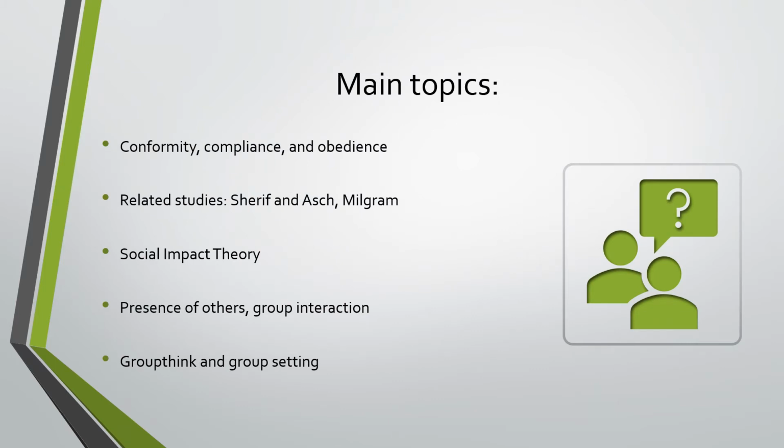Main topics: conformity, compliance, and obedience. These are the main concepts in social influence. The next topic is related studies: Sherif and Asch studies and the Milgram study. Social impact theory. The next one is the presence of others and group interaction. And the last one is groupthink and group setting.